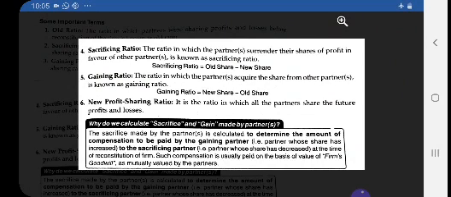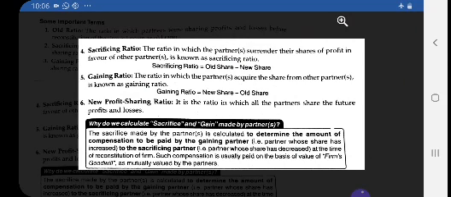Now the next, gaining ratio: the ratio in which the partner or partners acquire shares from other partner or partners is known as the gaining ratio. So what is the formula to calculate the gaining ratio? That is new share minus old share. Just now I got confused, so be careful while applying the formula. New minus old is the gaining ratio and old minus new is the sacrificing ratio.